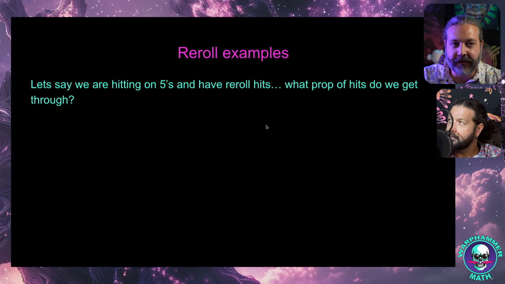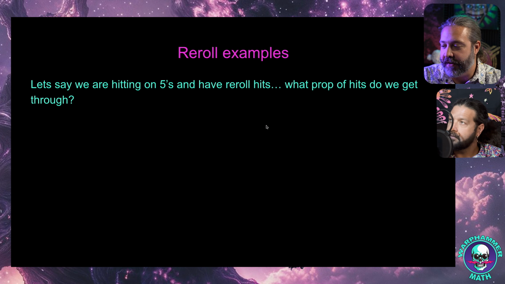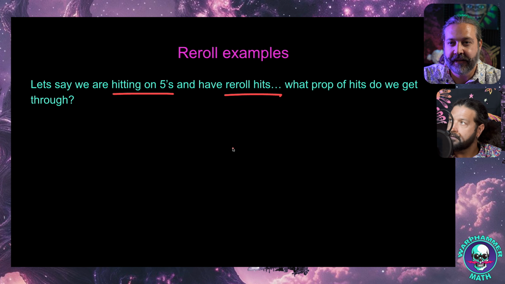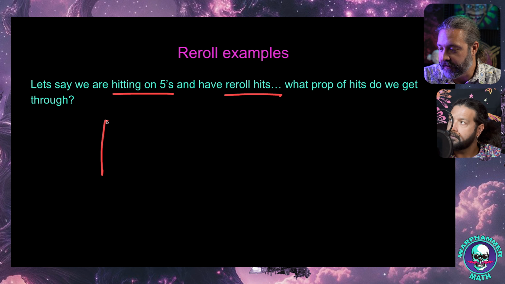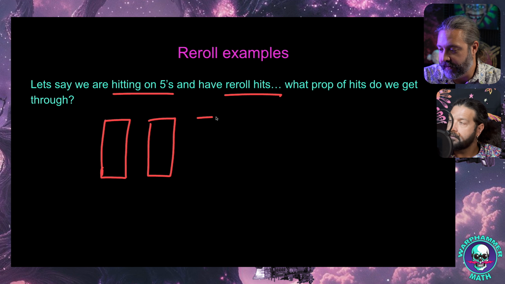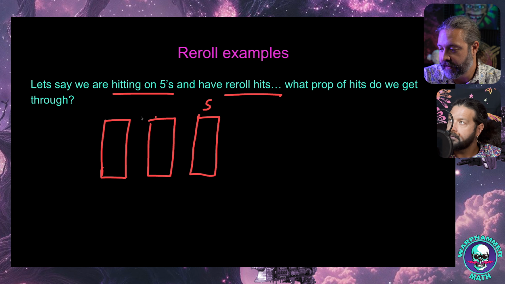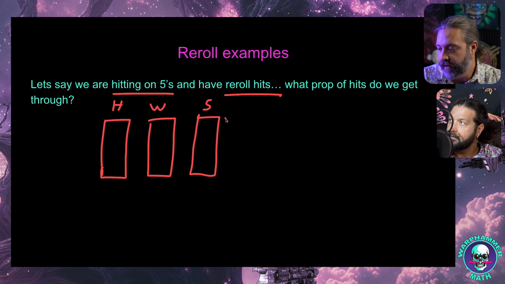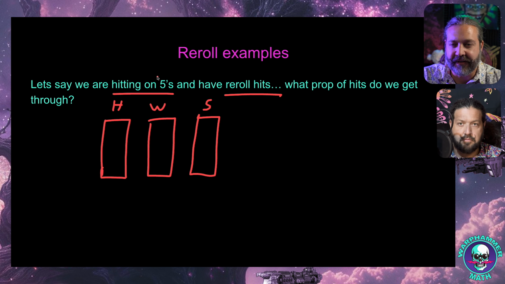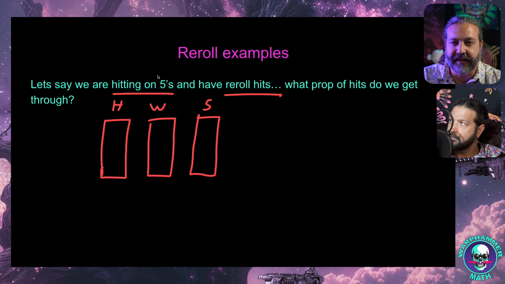So let's go ahead and do an example of these rerolls. Let's see what happens if we have a weapon that's hitting on 5s and we have rerolls. So let's go ahead and construct the first part of this table. We're going to make our hit, wound, and save columns really fast. Hit, wound, save. I know we were just talking about wounds, but it doesn't actually make a difference if we're rerolling hits or wounds. They work exactly the same.